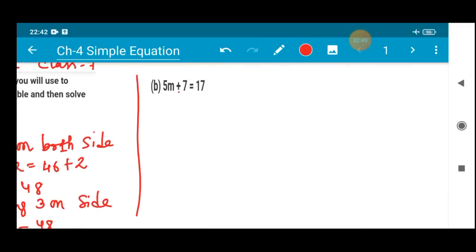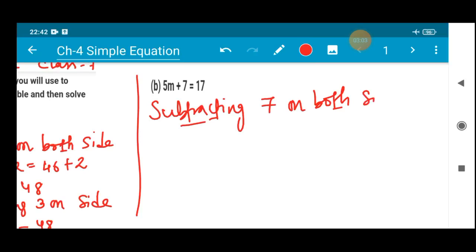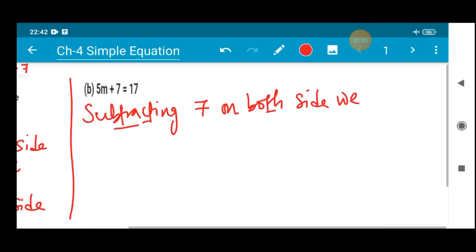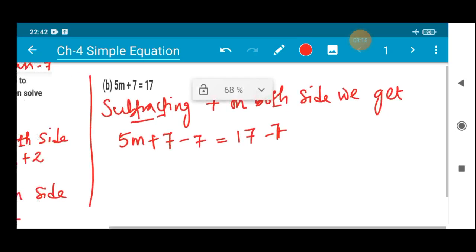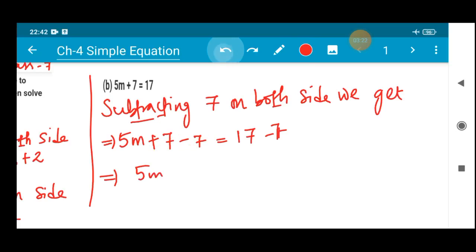So here easily you can see that plus 7 is there. So let us remove it first of all by subtracting 7 on both sides. So I'll write subtracting 7 on both sides, we will get 5m plus 7 minus 7 is equal to 17 minus 7, because we are subtracting 7 on both sides. Okay, now 5m plus 7 and minus 7 will get resolved, so it will become 0. Ultimately 5m will remain on the left hand side. Now 17 minus 7 is 10.